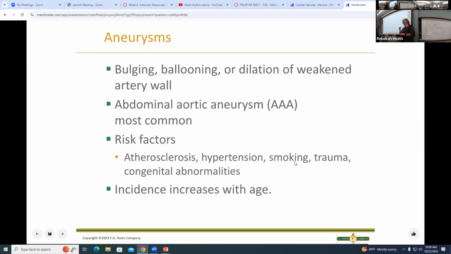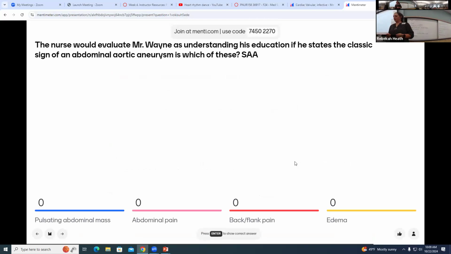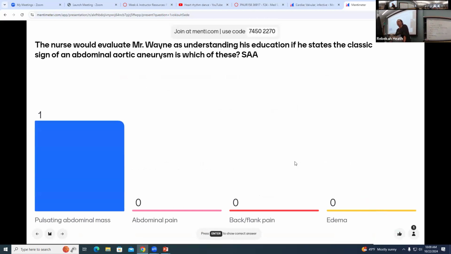Usually, if you have high blood pressure, your age, sometimes there can be congenital abnormalities or trauma, but usually it's going to be age associated, along with having high blood pressure, high cholesterol, other issues that are damaging. Oh, wow, I forgot I put a question. Okay, so if you have a patient who has an abdominal aortic aneurysm, what are we educating them to see? What are the classic signs and symptoms of an aortic aneurysm?